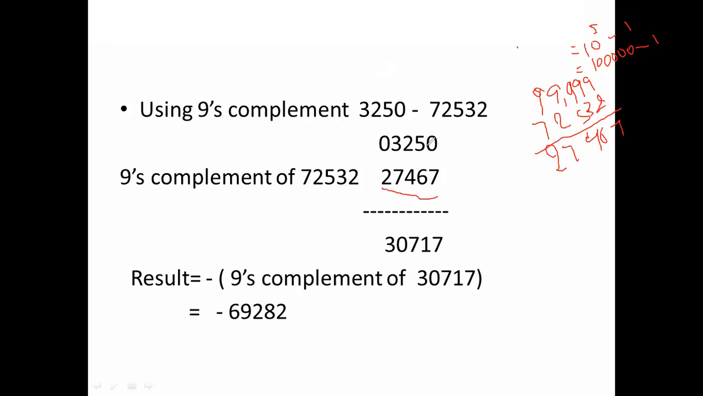Okay, Amma. Now adding these two numbers, 0 plus 7, 7. 5 plus 6, 11. So 1 is the sum and 1 is the carry. 4 plus 2, 6. 6 plus 1, 7. 7 plus 3 is 10. So 0 is sum, 1 is the carry. 2 plus 1 is 3. 30,717. Okay, Amma. So here we are taking small number minus big number.